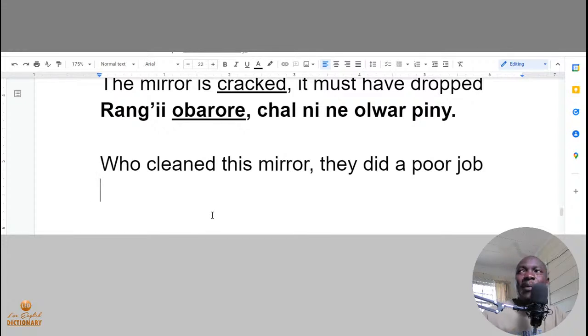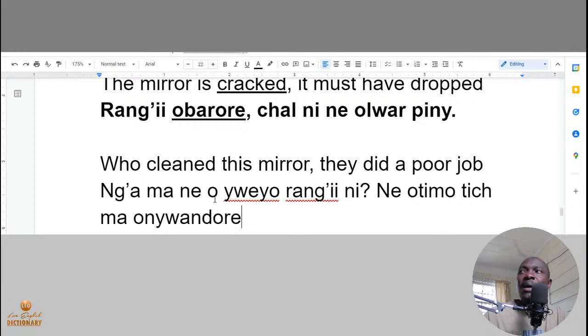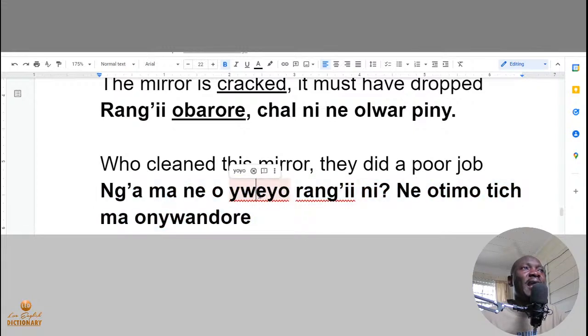Who cleaned this mirror? They did a poor job. Nga ma ne oyueyo rangini. Ne otimo tich ma onywandore. Who cleaned this mirror? Okay. Nga ma ne oyueyo rangi ni. They did a poor job. Ne otimo tich ma onywandore. Ne otimo. They did or she did a poor job. Job is tich. So, ne otimo tich ma onywandore. They did a poor job.